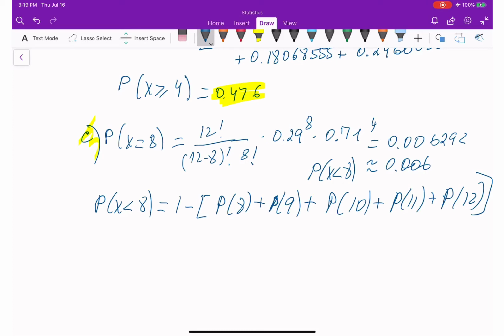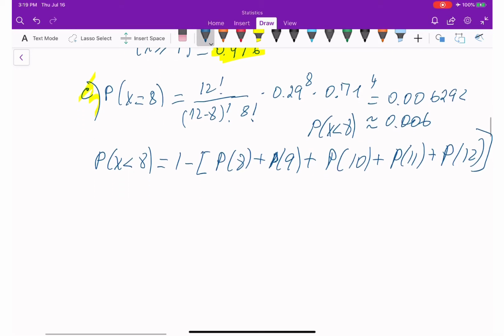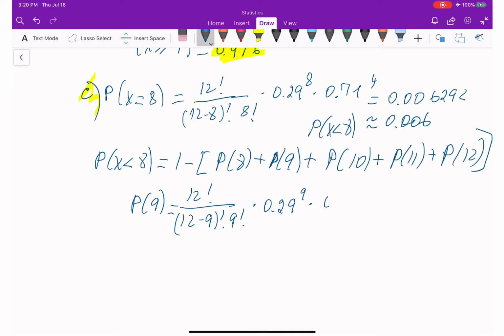That's why, to save your life, I gave you that link so you can plug in all your probabilities and get the numbers and expedite the solution. Otherwise, you won't finish all these calculations within 1 week. Okay, probability for 9 is equal to 12 factorial over 12 minus 9 factorial, 9 factorial, times 0.29 to the power 9 times 0.71 to the power 3. And the answer is 0.001142.